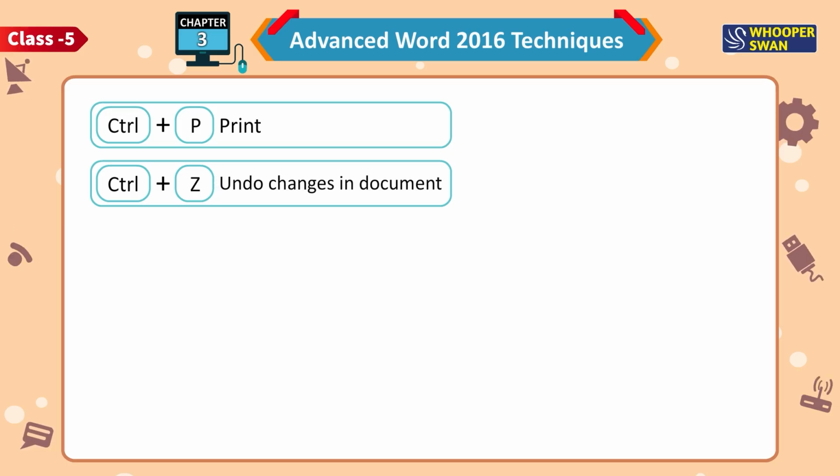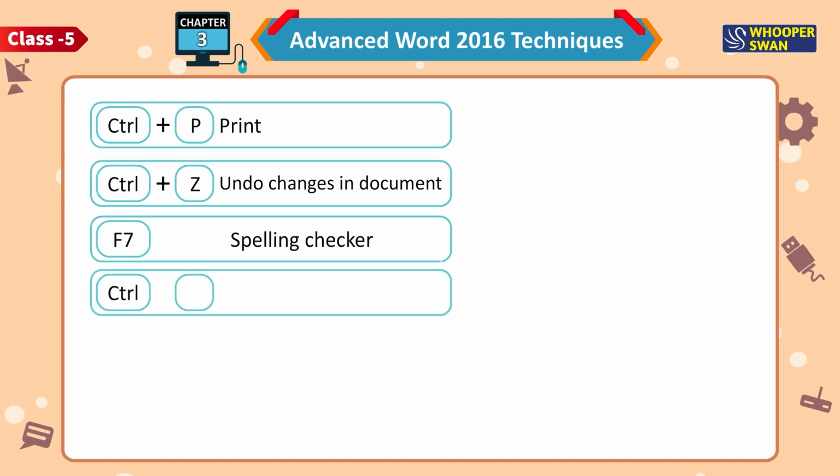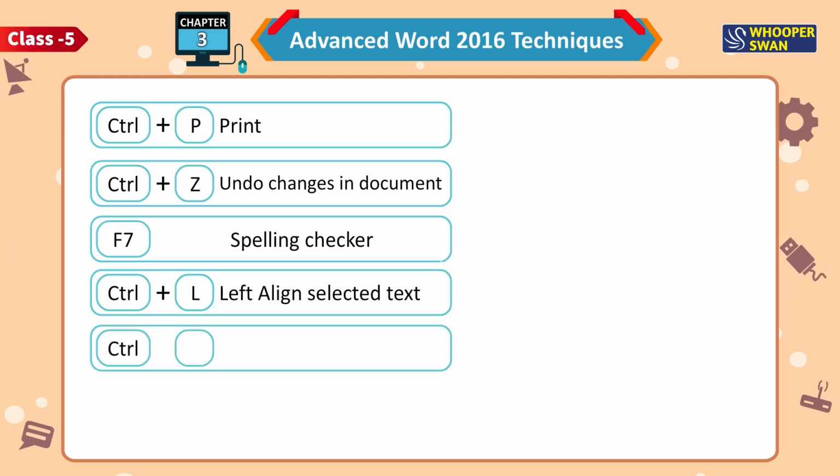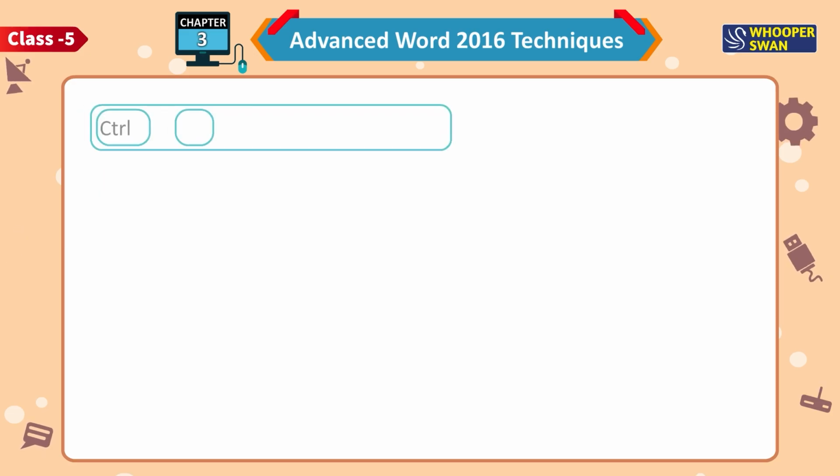Control plus Z. Undo changes in document. F7. Spelling checker. Control plus L. Left align selected text. Control plus C. Copy text. Control plus X. Cut text.